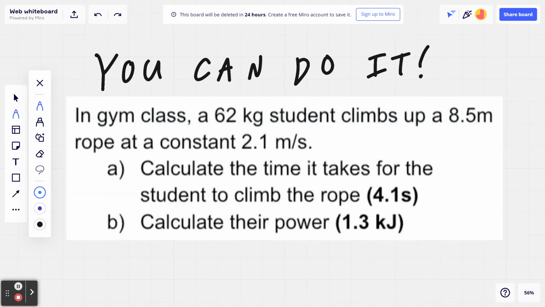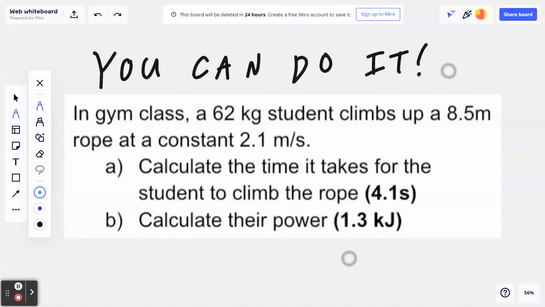Hi everyone. Let's take a look at the following example. In gym class, a 62 kilogram student climbs up a 8.5 meter rope at a constant 2.1 meters per second. Part A. Calculate the time it takes for the student to climb the rope.